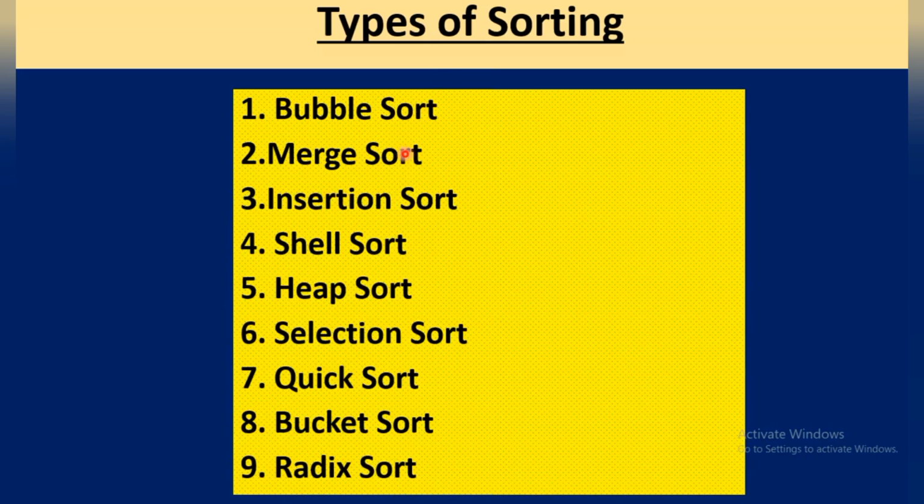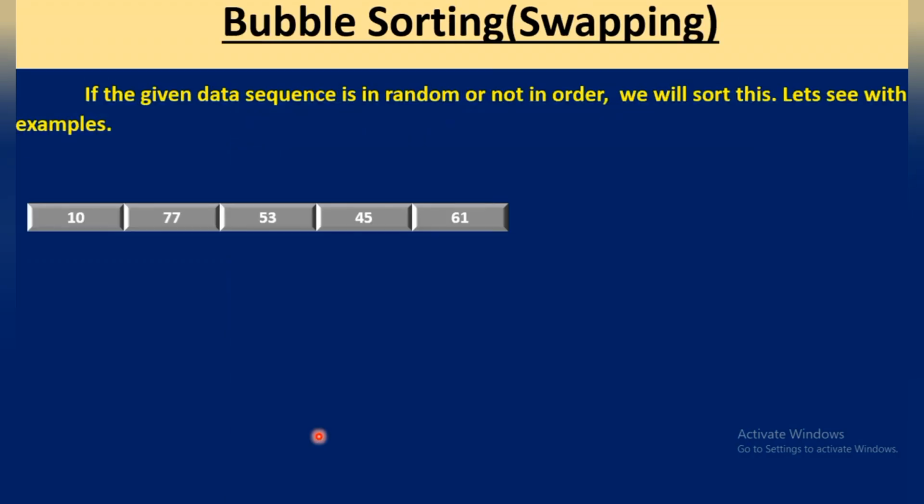Bubble sort, merge sort, insertion sort, shell sort, heap, selection, and quick, bucket and radix sort. So all these things we are going to discuss. First, we will see about bubble sorting. The other name for bubble sorting is swapping algorithm.